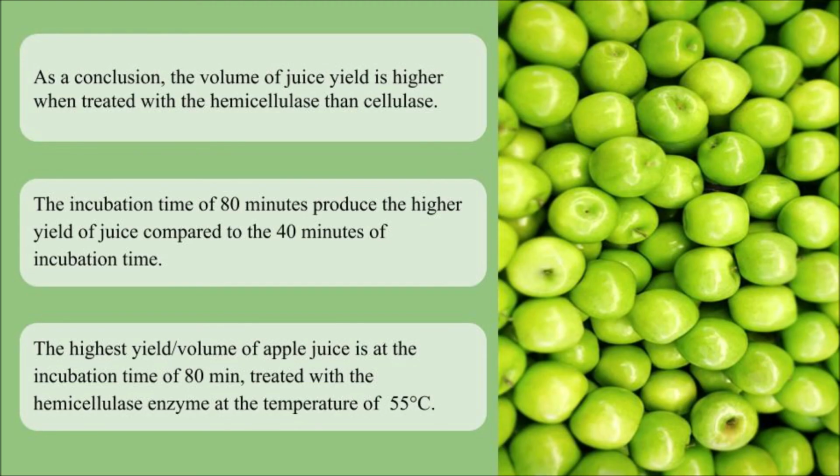As a conclusion, the volume of juice yield is higher when treated with the hemicellulase than the cellulase. The incubation time of 80 minutes produced a higher yield of juice compared to the 40 minutes of incubation time. The highest volume of apple juice is at the incubation time of 80 minutes, treated with hemicellulase enzyme at a temperature of 55 degrees Celsius.